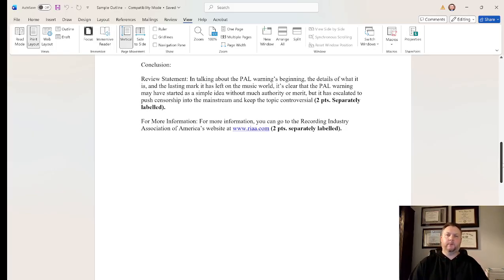So again, if you've seen my videos on speech organization, we talk about how in a conclusion you have a review statement, which is basically your thesis statement in past tense. So this is one sentence that reviews your topic and main points. Once again, today we talked about the pale warning system. We looked at how we got here, its implications moving forward, whatever your main points are, and you just summarize that in one sentence.